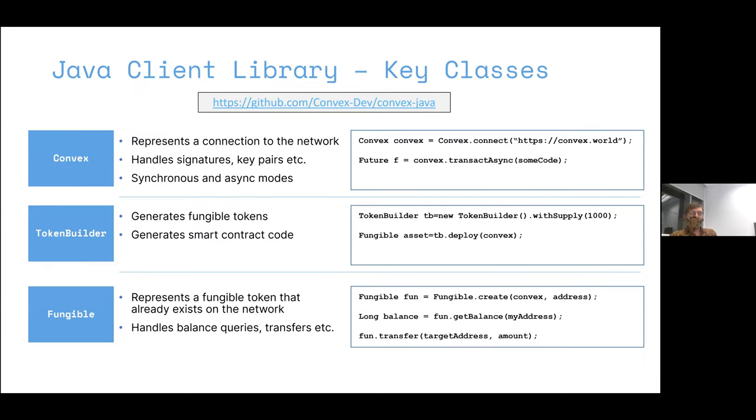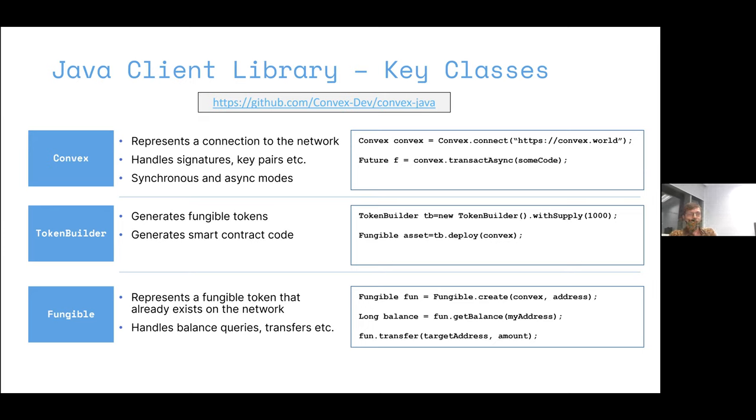So we have a Java client library, and I'll show some of these things. But there's a few key classes that we use. We have a Convex class that represents a connection to the network, handles all the security for you, kind of how you'd expect. We have synchronous and async modes. So you can have a future if you want to fire off a transaction and wait a couple of seconds for results to come back. You might want to get on and do other things in the meantime. So that's a very useful feature.